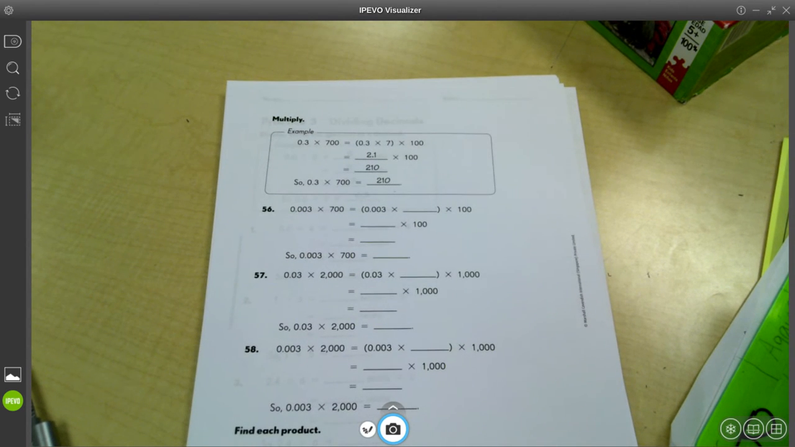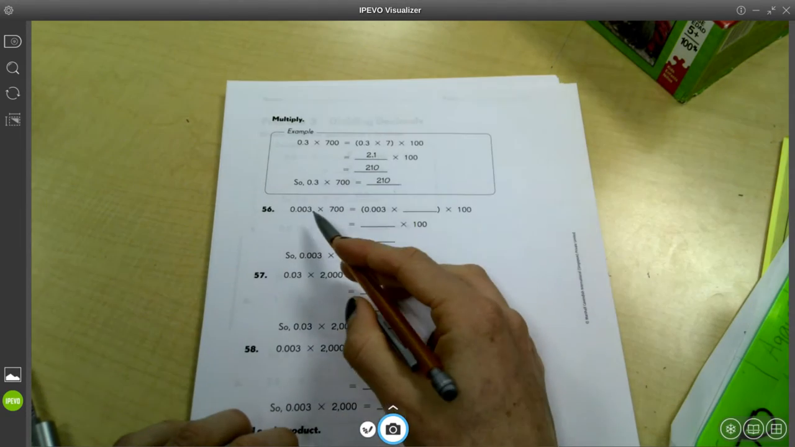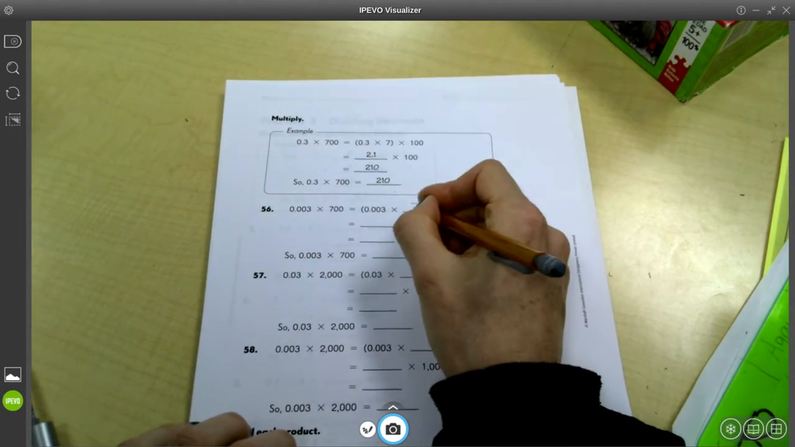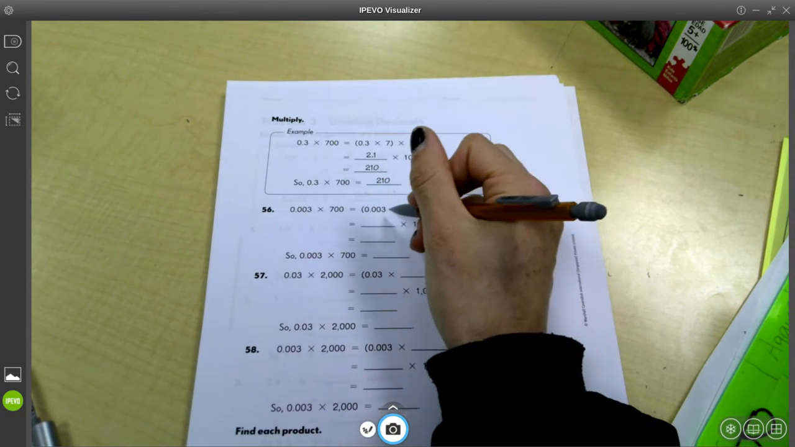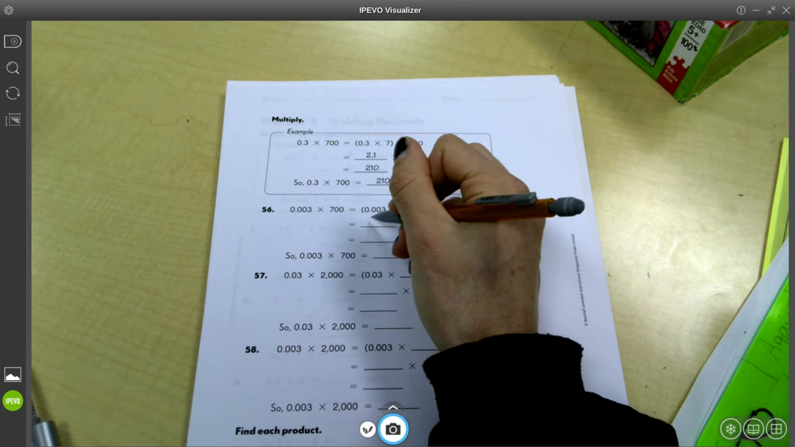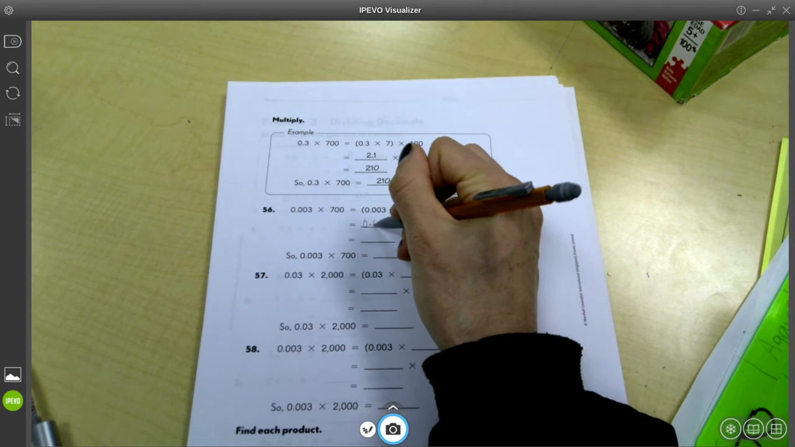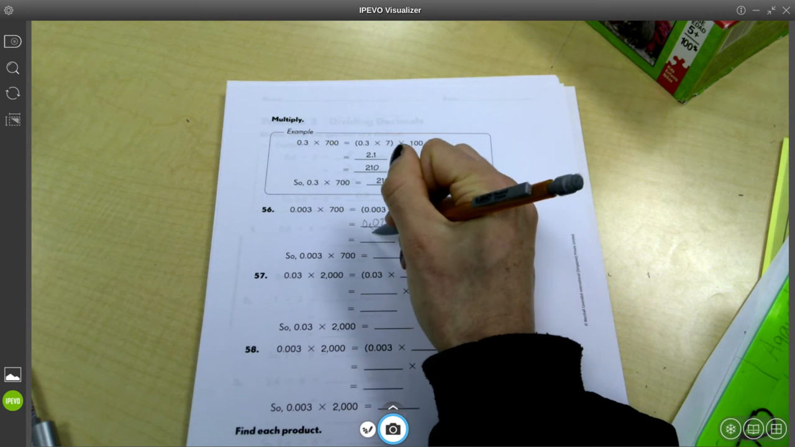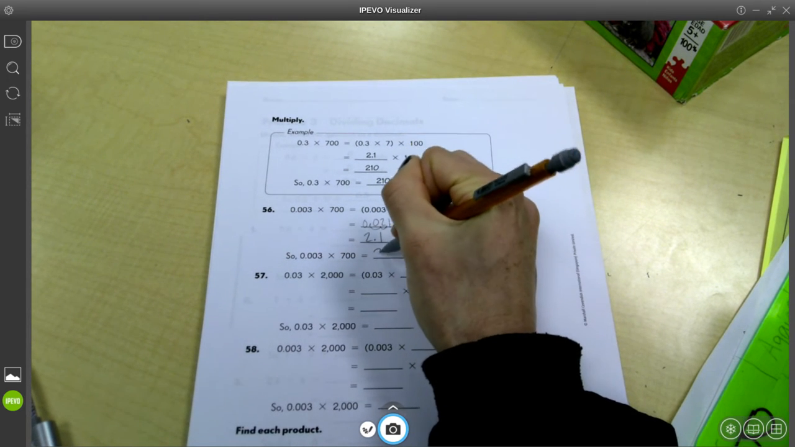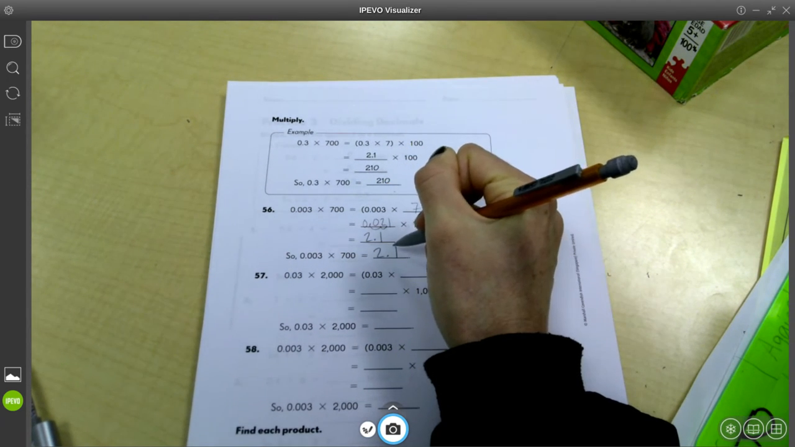All right, now we're splitting it up. So I have times 700. I'm thinking about that as times 7 times 100. All right, so here's times 7 times 100. 7 times 3 thousandths is 0.021 times 100. 1, 2, 2.1.